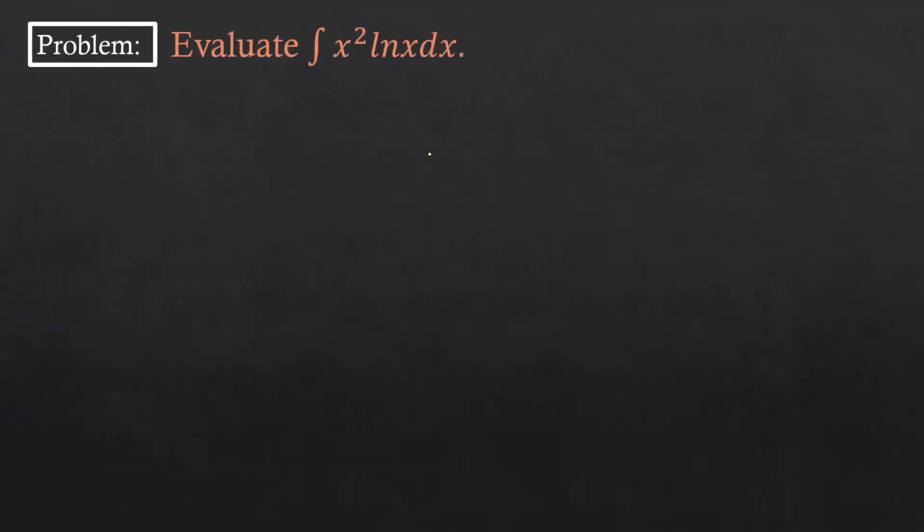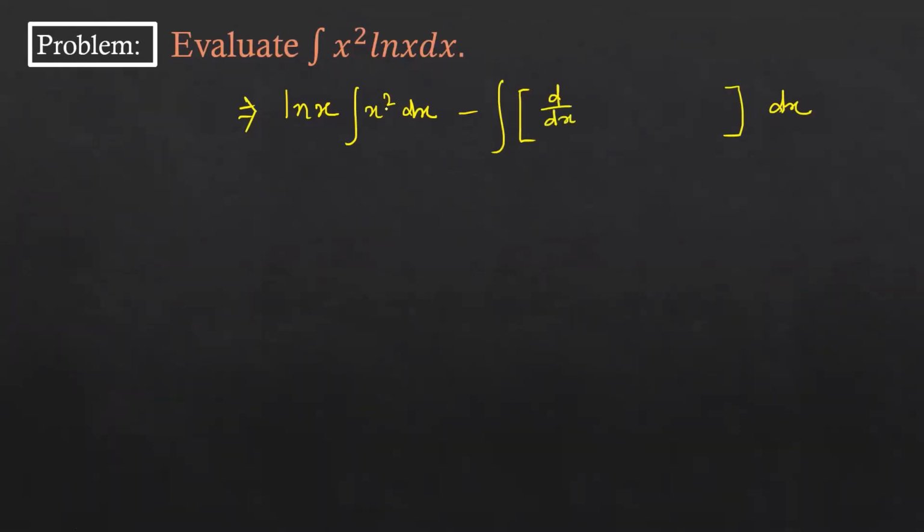So now we come to another problem: evaluate the integration of x squared ln x dx, and how we can perform that. We have to take ln x outside, and then take the integration of x squared dx. And then minus, you have to take the integration, followed by a bracket of dx: perform d/dx of that function which you took outside, ln of x, and take the integration of x squared dx again. So this is the format.